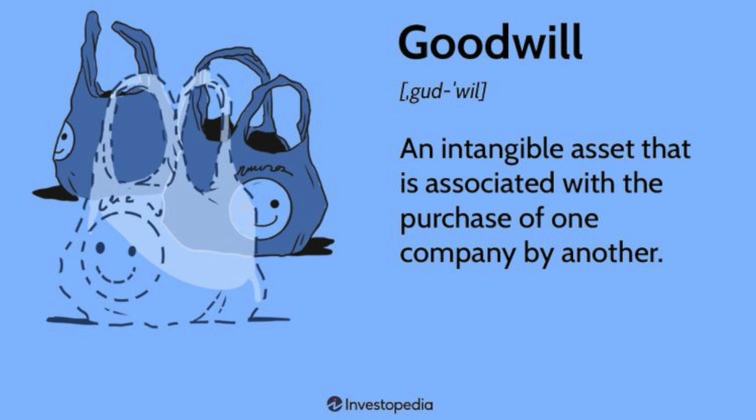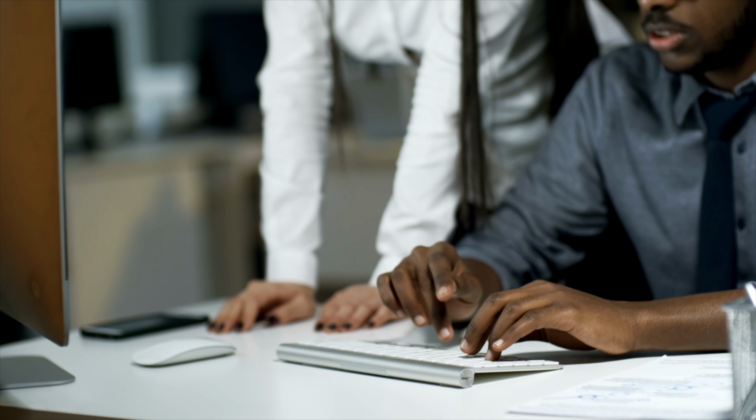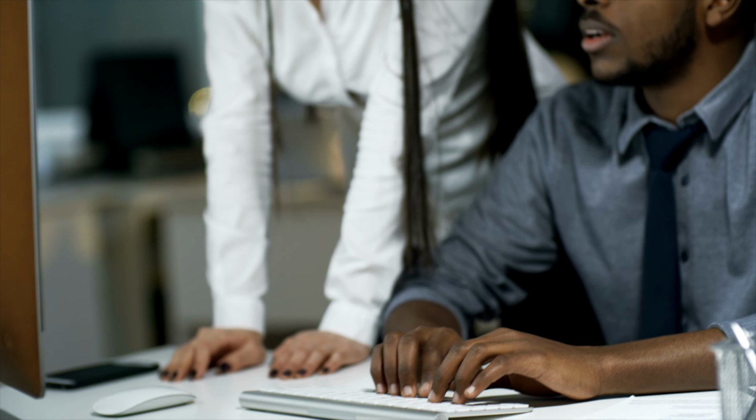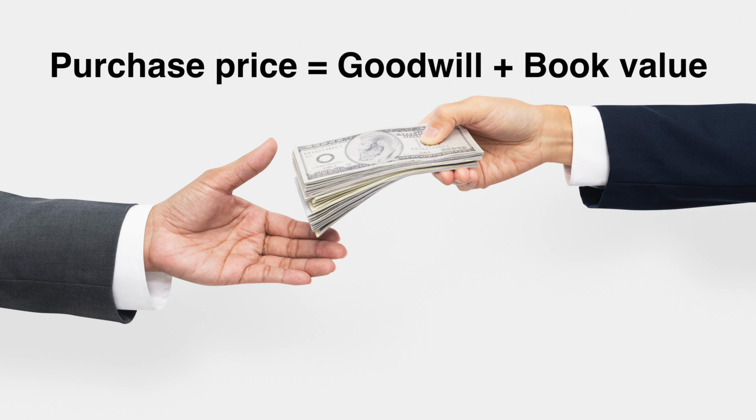Goodwill is an intangible asset that is created on the balance sheet with the purchase of one company by another. It represents the competitive advantage a company can get by buying another company, and its amount is the portion of the purchase price that is higher than the book value of the company being bought.